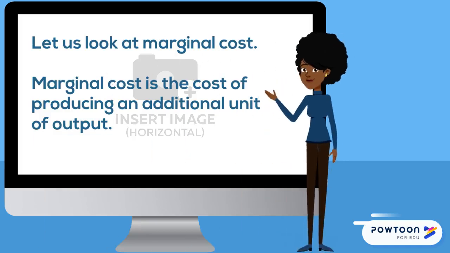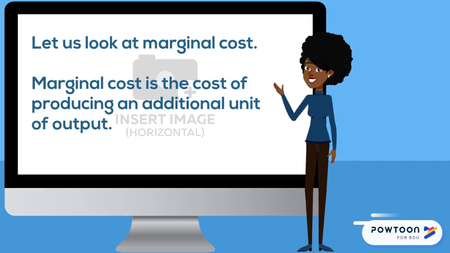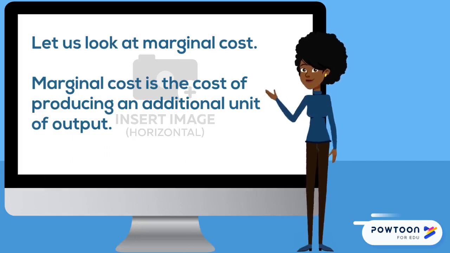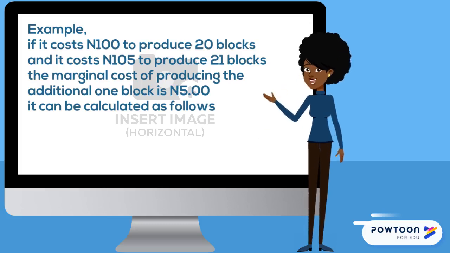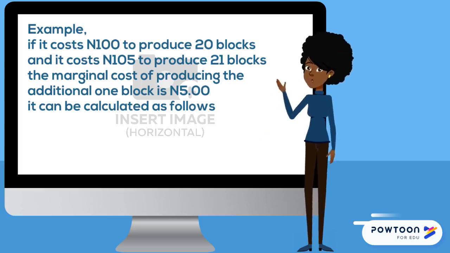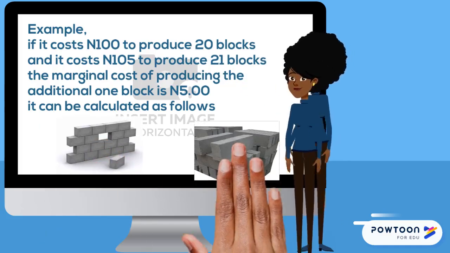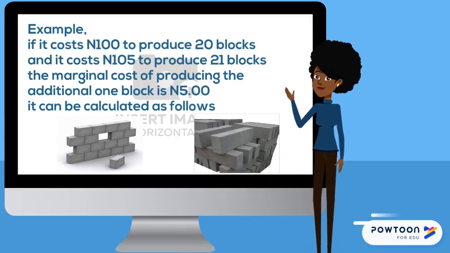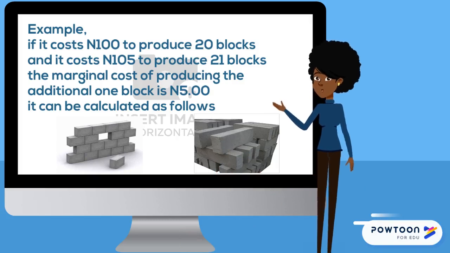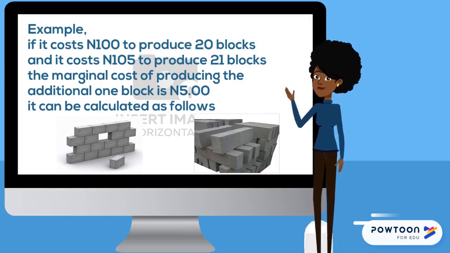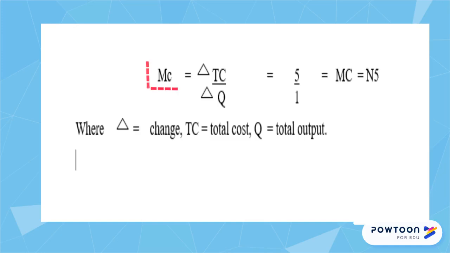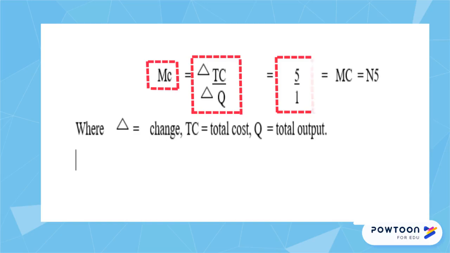Let's look at marginal cost. Marginal cost is the cost of producing an additional unit of output. Let's look at this example. If it costs 100 naira to produce 20 blocks and it costs 105 naira to produce 21 blocks, the marginal cost of producing the additional 1 block is 5 naira. It can be calculated as follows. Marginal cost equals change in total cost over change in quantity. That is 5 over 1, and the marginal cost is 5.